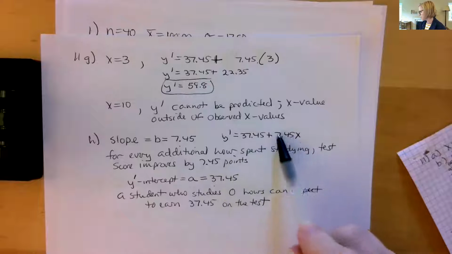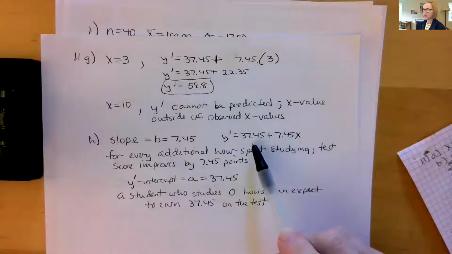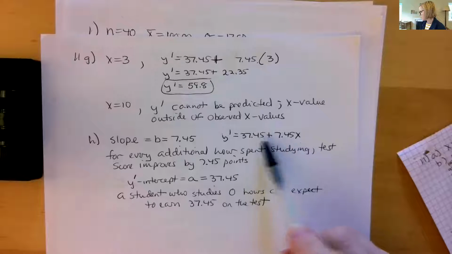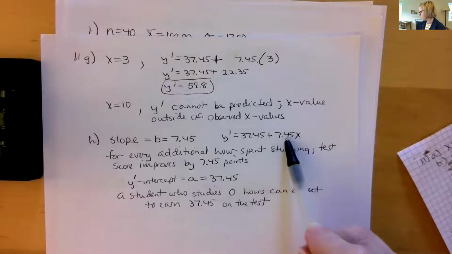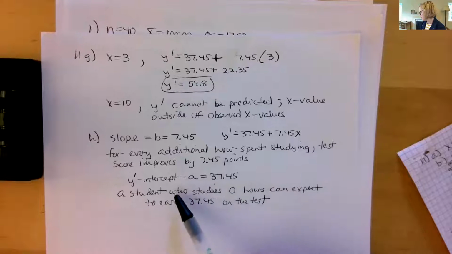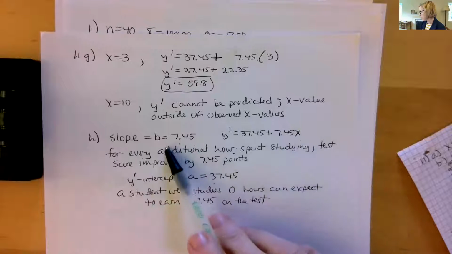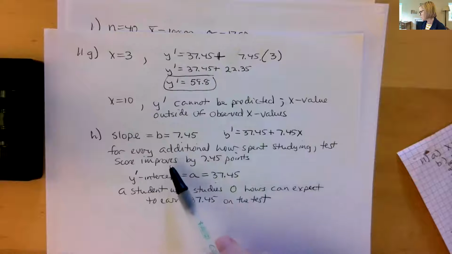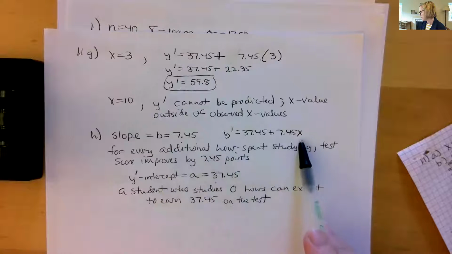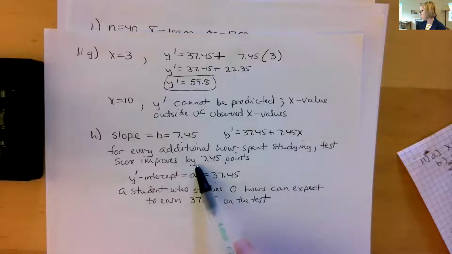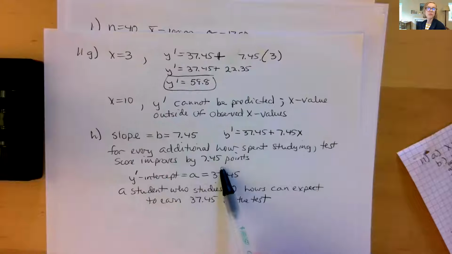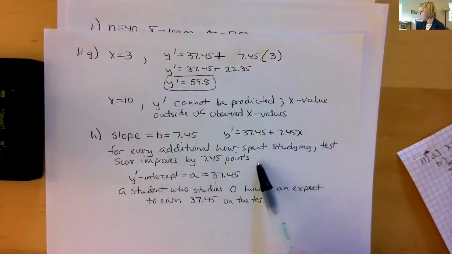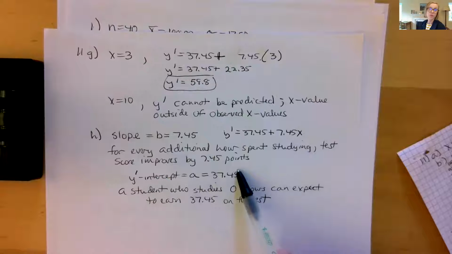Y equals mx plus b. Here's the m. Ours calls it Y equals a plus bx. So the b for us is the slope, and the slope here was 7.45. That's b, or what we would call m in algebra. And so that tells us that for every additional hour spent studying, X, the score improves by a margin of 7.45 points. So every additional hour spent studying improves the test score by about 7.45 points.